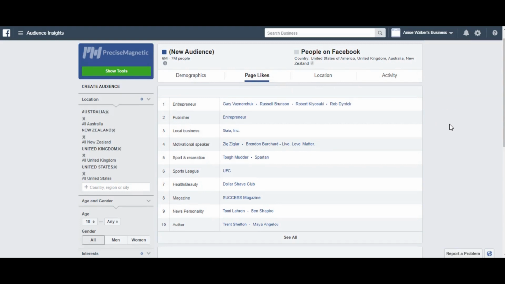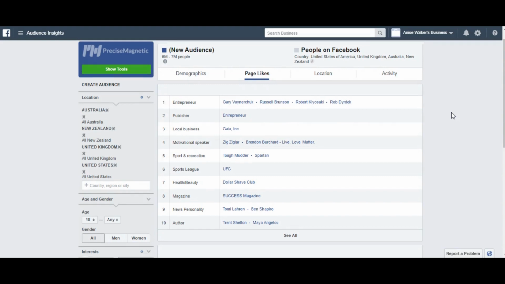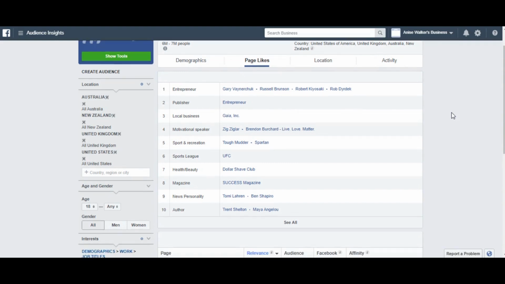So you look at the entrepreneur sector here. Number one, Gary V, Russell Brunson, Robert Kiyosaki, and Rob Dyrdek. Interesting, Robert Dyrdek is on there too. He is obviously an entrepreneur, but he's not the same type of entrepreneur as the others. But that gives you a little bit of insight as to who you could target when building out your campaigns.